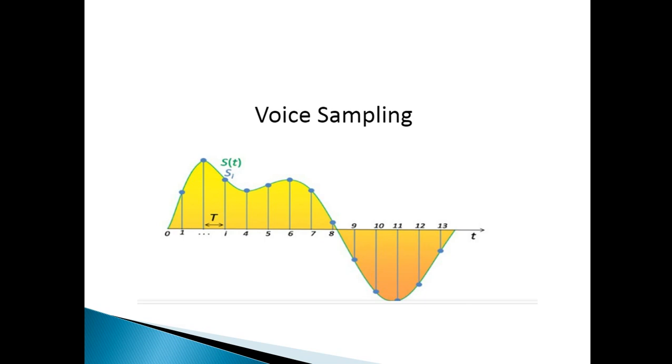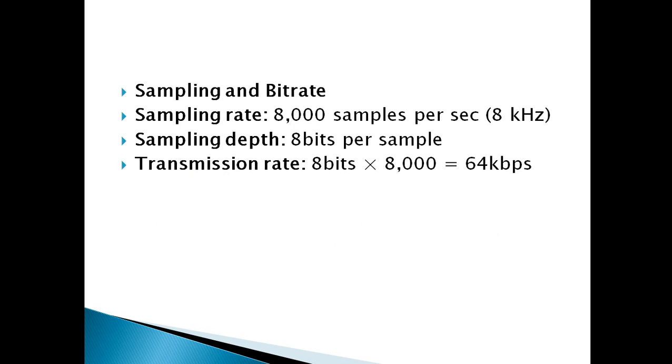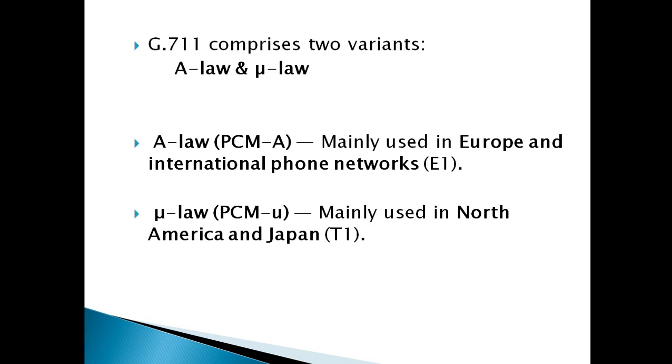and that is 8 bits. So in G711, 8,000 samples are taken within a second, and each sample is converted into 8 bits. So 8 bits into 8,000 samples is equal to 64 kbps, right? So you can see over here that it is 8,000 samples per second and 8 bits per sample. So 8 bits into 8,000 is equal to 64 kbps. That is the speed or bandwidth used by G711.